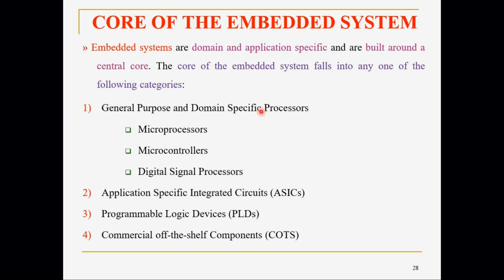Now, it is categorized under general purpose or domain specific processors. Other than these three, your embedded system can also have an ASIC instead of these three. You can have an embedded system which does not have a microprocessor or microcontroller or DSP. It can have an ASIC, called application specific integrated circuit, where there is a very small amount of code and more hardware. The circuit itself is designed.